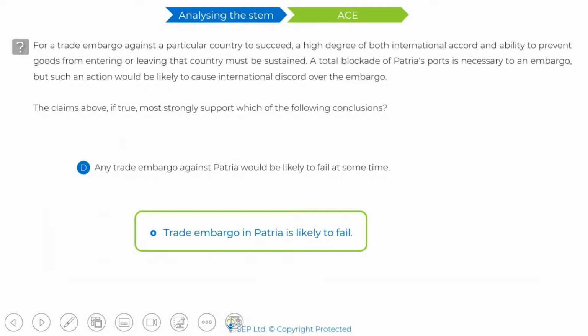D matches with what we thought, right? Trade embargo in Patria is likely to fail. So D is the correct answer. All right.